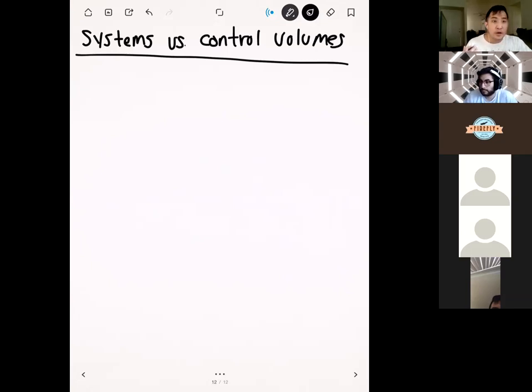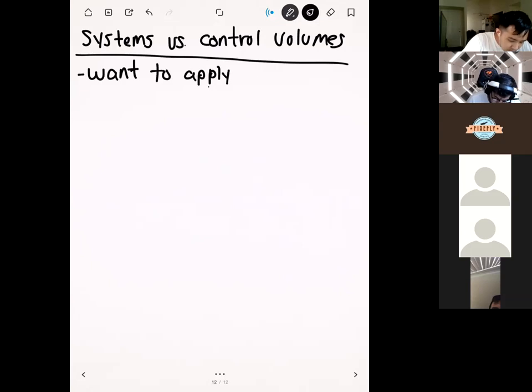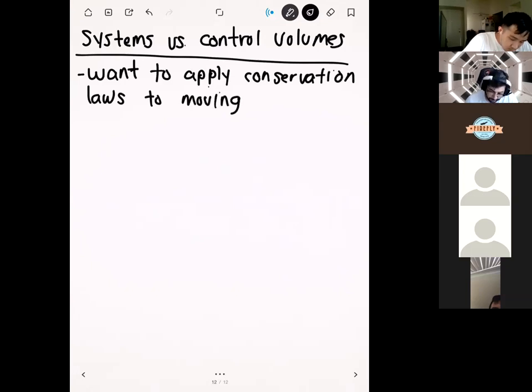But in order to apply these conservation laws, we need to be able to do it to a constantly moving fluid. And we can do it in kind of two different ways. We can apply conservation laws to a system, or we can apply the conservation laws to a control volume of space. The differences are this. So let's start with a system.